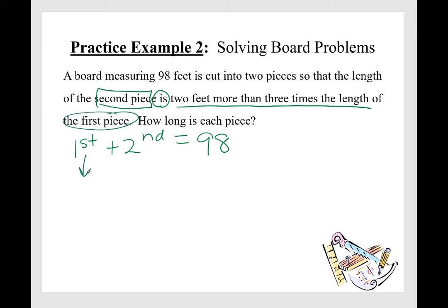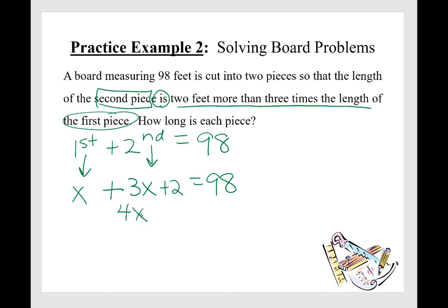So first piece is x, plus the second piece. It is 2 feet more, so we're adding 2 to something, then 3 times the length of x, so 3x. All right, so there is my equation that I'm looking for. Hopefully you had the same equation I did. And that's the equation we're going to solve.